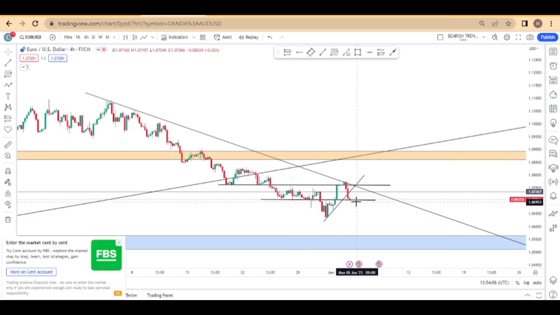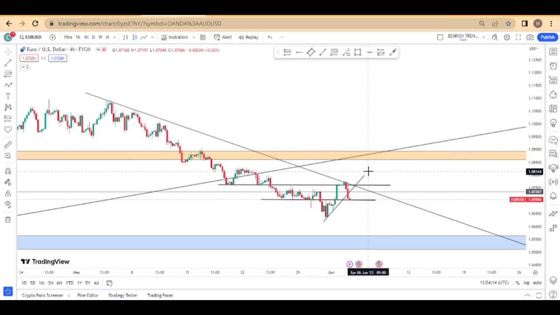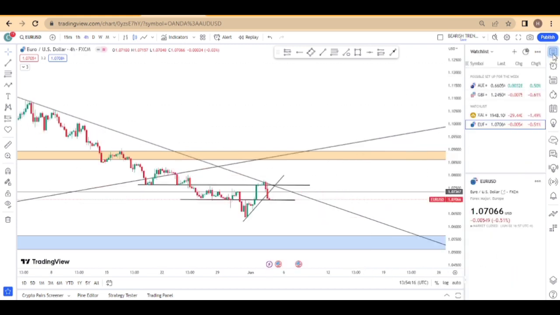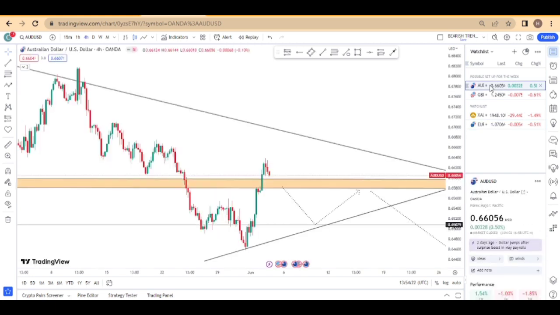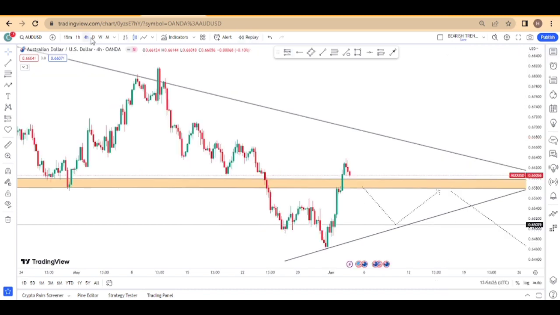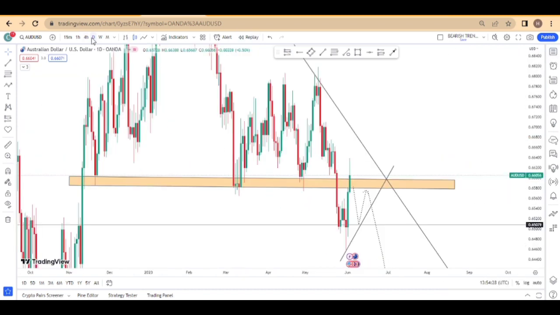Simple, if price is able to break this base that has formed here, then we'll short this market. But if it doesn't, then we'll accept this is an inverse head and shoulder pattern. I'll be looking for price to tap back into this region before any further move. These are the pairs I'll be looking out for this week. Just two pairs, AUDUSD and GBPUSD.